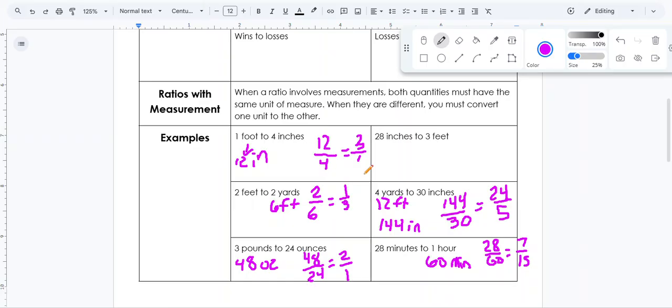Okay, so when there's different units of measure, you have to convert them to the same unit of measure. This one, you can check your work on formative. There's a question on there to see if you got it right, and then fill it in on your notes.